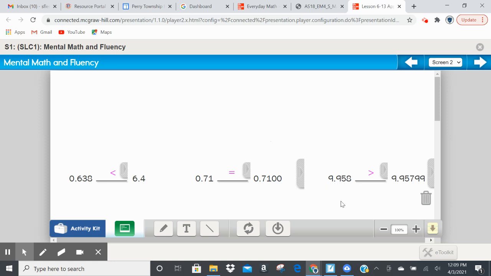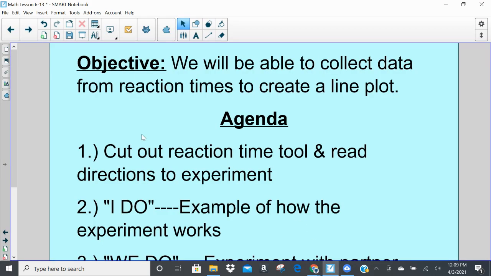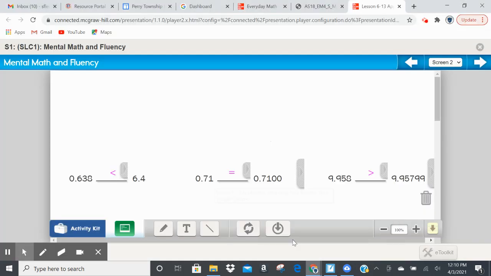Okay, let's go ahead and jump on into our lesson today. Today's objective, we will be able to collect data from reaction times to create a line plot. Today we're kind of running an experiment. We're going to use an experiment tool, and that tool can be found in your math journal.